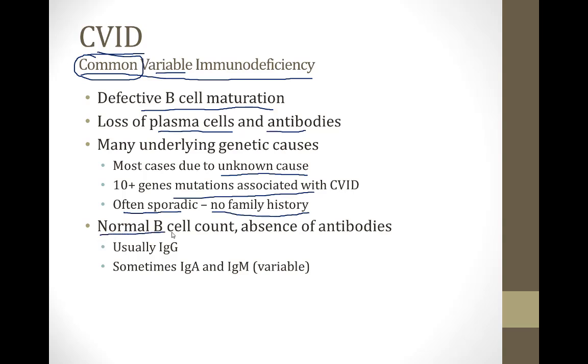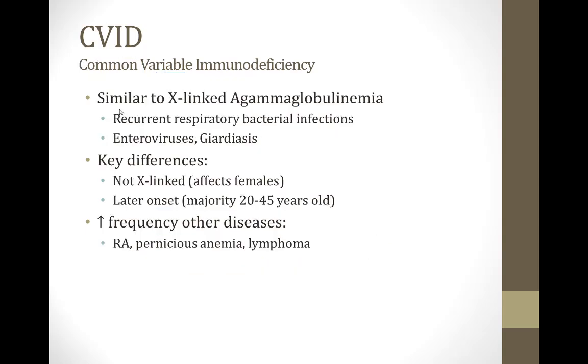Patients with this condition have a normal B cell count, but they are missing antibodies. Usually they're missing IgG, and sometimes they are also missing IgA or IgM. The reason it's called variable is because there are varying degrees of loss of antibodies. In many ways, common variable immunodeficiency is similar to X-linked agammaglobulinemia. These patients can have recurrent respiratory bacterial infections. They can also get GI infections like enteroviruses and giardiasis if they're missing IgA.